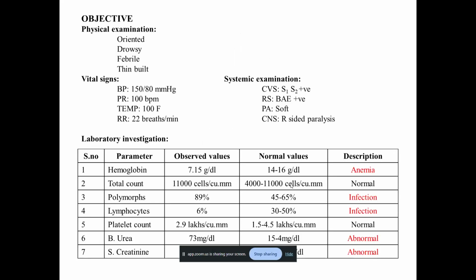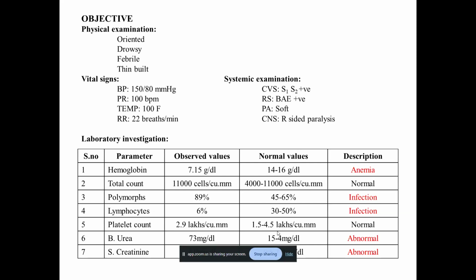On physical examination, he was observed to be oriented, drowsy, febrile, and thin-built. On checking his vitals, the BP was elevated. It was 150/80, and his pulse was 100 beats per minute, and his temperature was 100 as he was febrile. And on systemic examination, everything was normal except the CNS, as he had right-sided paralysis.